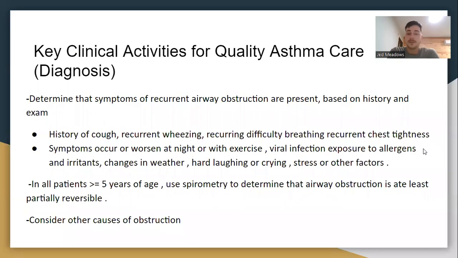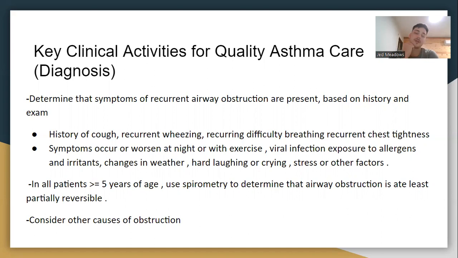key clinical activities for quality asthma care. So this is the diagnosis. You want to determine that symptoms of recurrent airway obstruction are present based on history and exam. You want to see if there's a history of cough, recurrent wheezing, recurring difficulty breathing, recurring chest tightness. Symptoms occur or worsen at night or with exercise, viral infection, exposure to allergens and irritants, changes in weather, hard laughing or crying, stress or other factors.